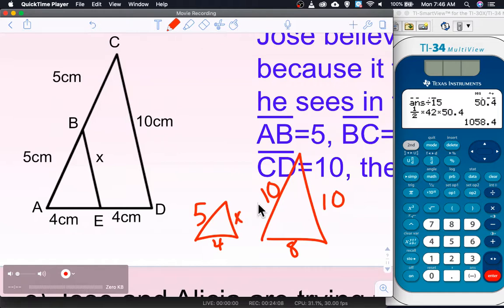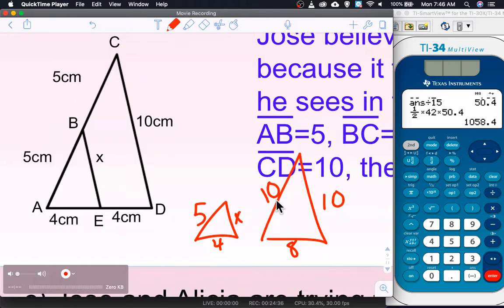That wouldn't make sense. If these are similar figures, and we know that these two sides are the same, they are, look at them, 10, 10, then technically these two sides should be the same thing too. This would also be 5. So Jose is very wrong. I like that he was looking for a pattern, but he didn't separate the two triangles out and see how long the sides actually are.